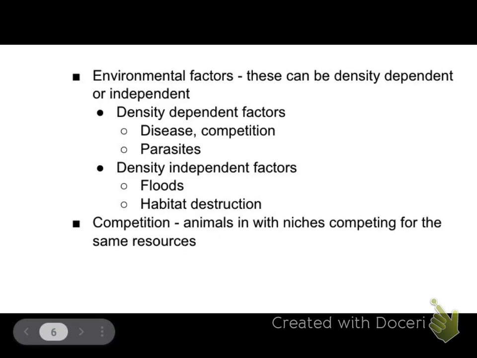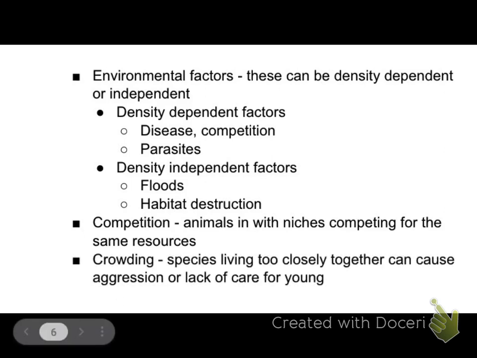And then lastly, we have competition, which we've already talked about a little bit, but it bears talking about again, which is when animals have different niches, but they are using the same resource, you're going to experience some level of competition because they're going to want to use the same resources, and only one population can get those resources, right? You can't give them to both in equal amounts. One is going to get more, one is going to get less, so there will be competition occurring.